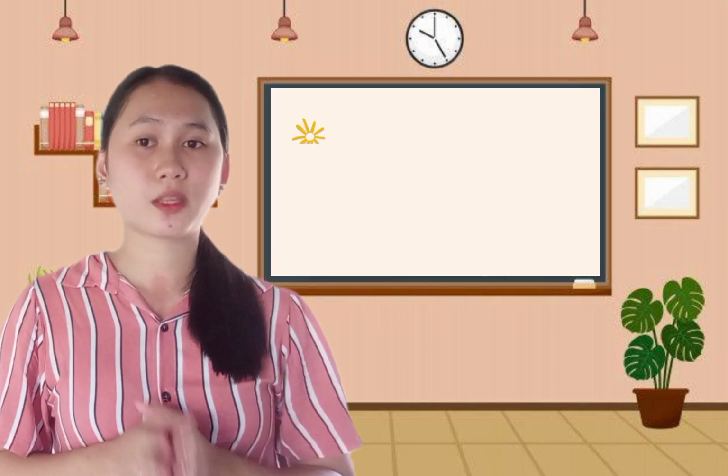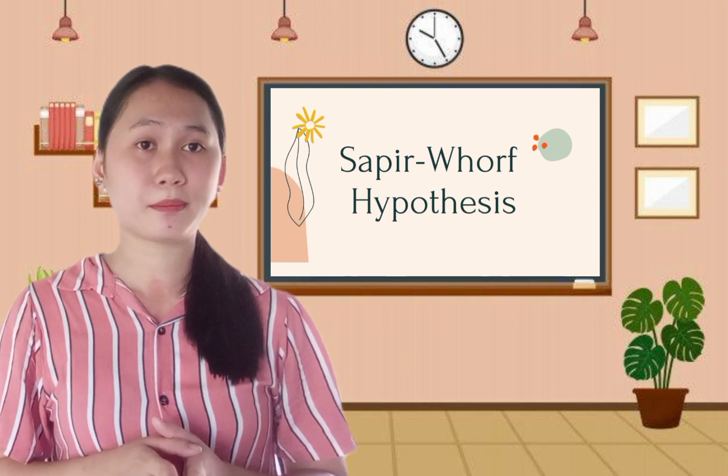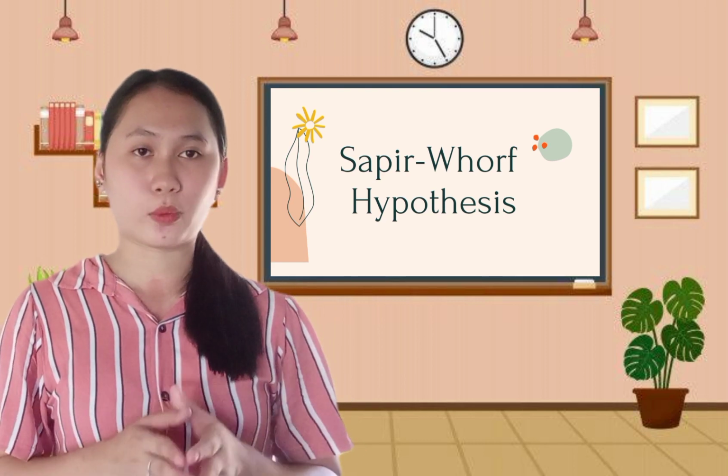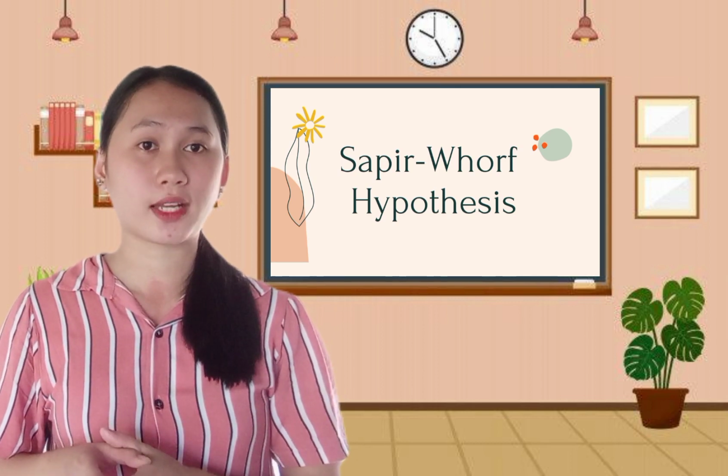Remember, when we say Sapir-Whorf hypothesis, it also talks about the relationship between the culture and the language. We have two versions, which are the strong version and the weaker version.